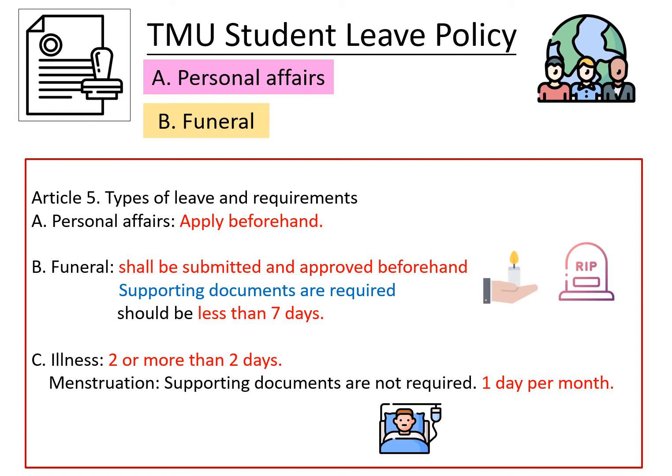The second one is the funeral. If you really need to attend the funeral of someone you loved, you have 7 days. The third one is illness, the sick leave. Usually it is 2 days, or if it is longer than 2 days, it depends on your doctor's certification and his suggestion. And for some girls, maybe you have menstrual situations, but it is just 1 day per month.